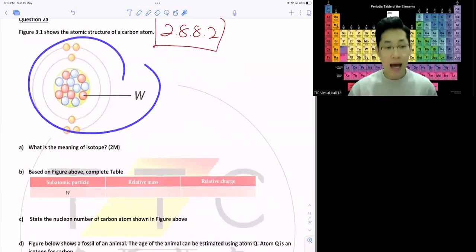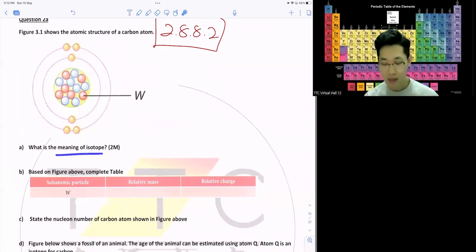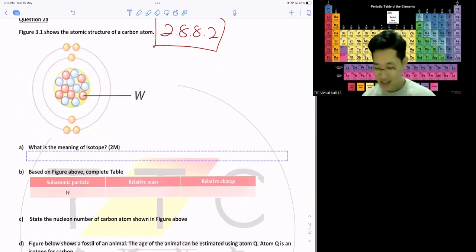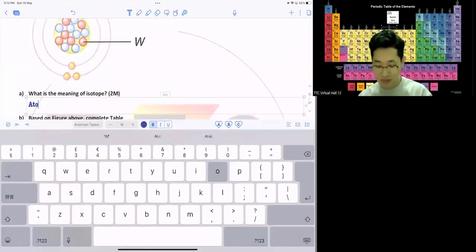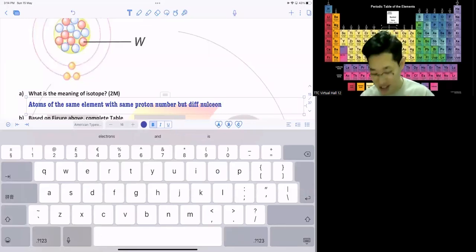According to this atom W, they ask you the meaning of isotope. What is the meaning of isotope? Atoms of the same element with same proton number but different number of neutrons. Yes, different nucleon number. Thanks for your answer.